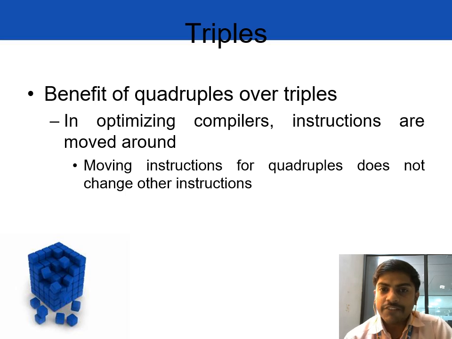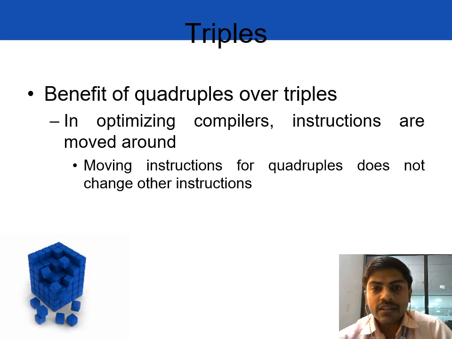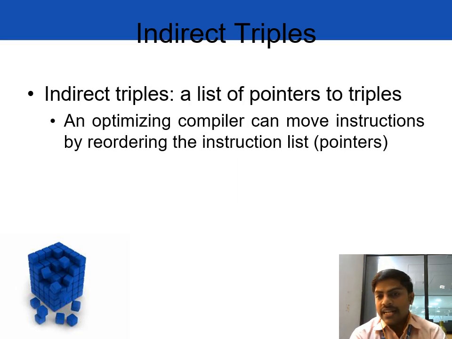Triples have a benefit over quadruples. In optimizing compilers, instructions are moved around. Moving instructions for quadruples doesn't change the other instructions, whereas in the case of triples it might affect them, and we will see how to overcome it. So indirect triples is a list of pointers to the triples. We try to optimize the implementation so that it is also suitable for optimization purposes, where the reordering of the instructions is essential. In the case of intermediate code, we can apply the indirect triples concept.